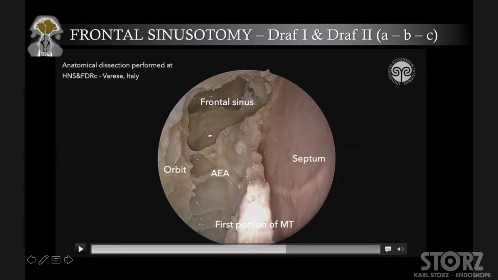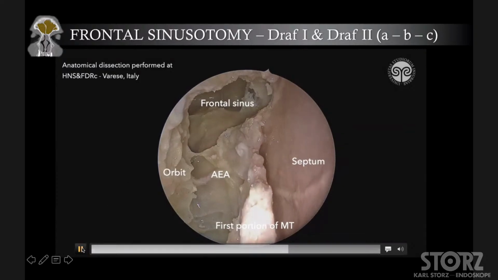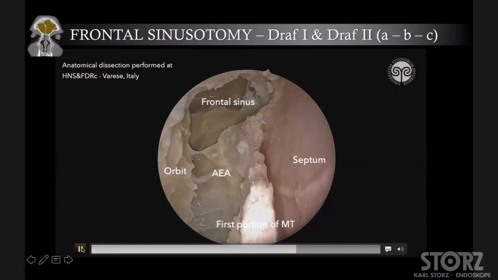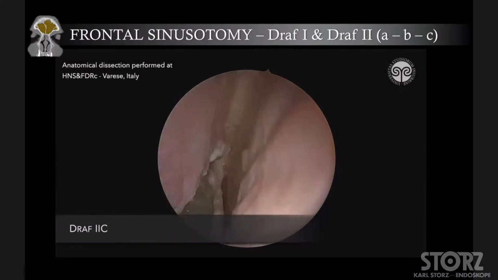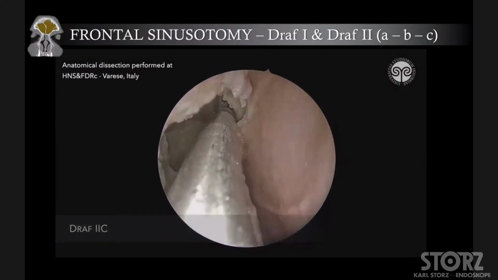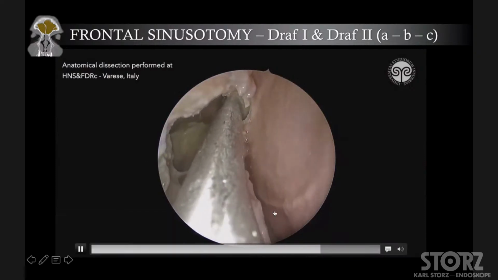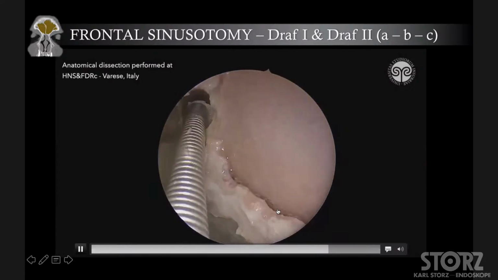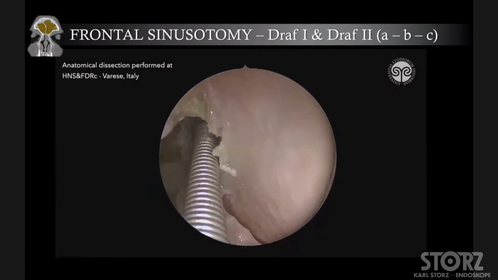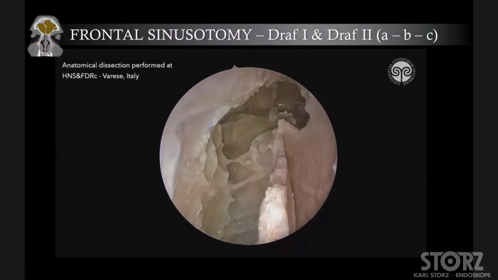And so you can perform Draf type 1, only patency of the natural ostium, Draf type 2A, enlargement of the frontal sinus ostium until the insertion of the middle turbinate, Draf type 2B until the nasal septum. Okay, the anterior ethmoidal artery is quite important to be analyzed and to be observed. The septal branch of the anterior ethmoidal artery is visible also here. It is another important landmark to have in mind and keep in view.